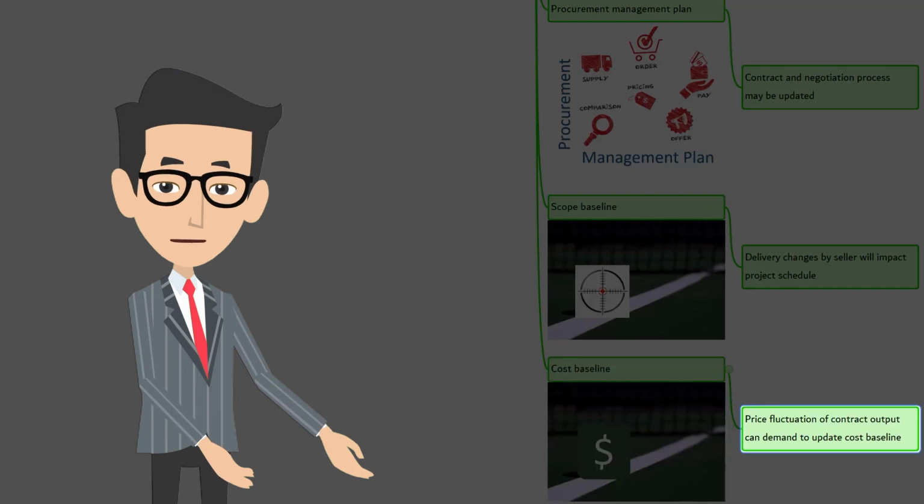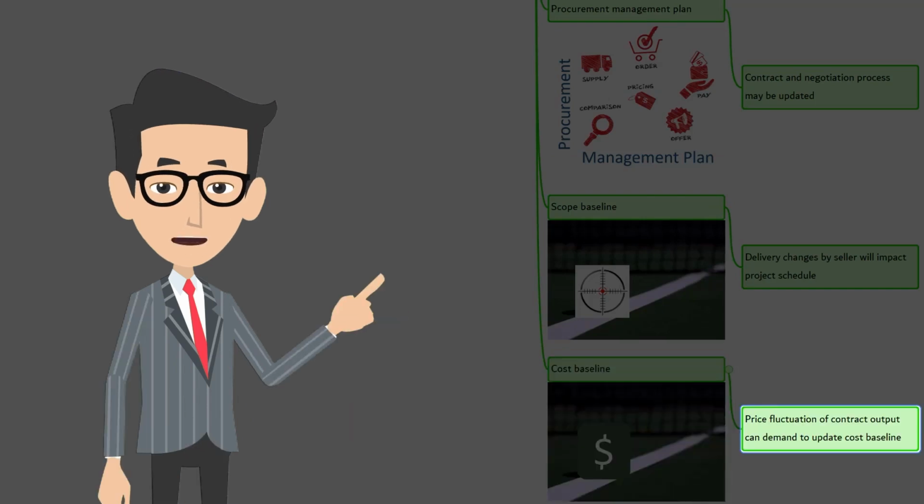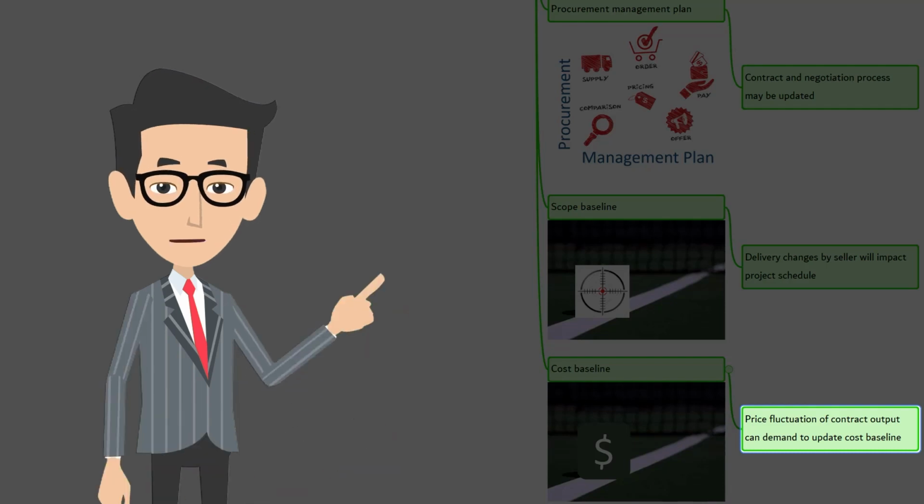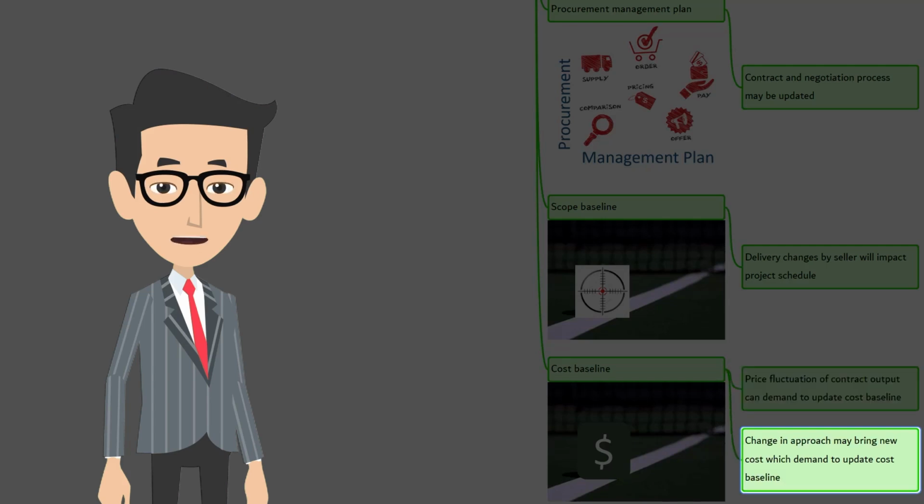Cost baseline. Contractors' and material prices may fluctuate during the delivery of a project. These changes can occur because of fluctuating material and labor prices due to the external economic environment. This needs to be incorporated into the cost baseline. Changes from the planned approach can bring in change in cost.